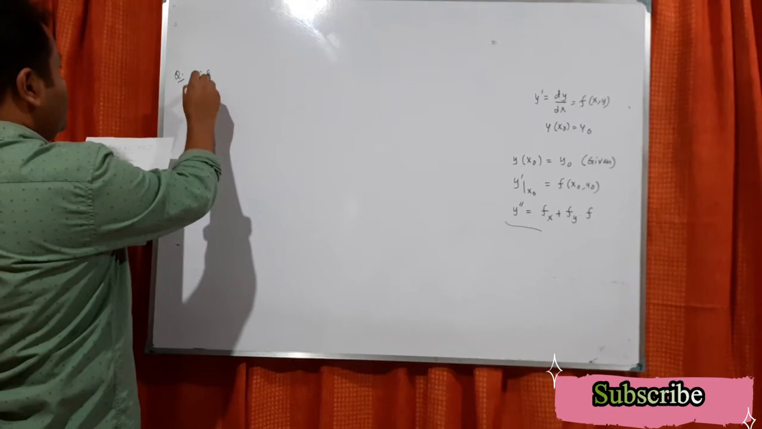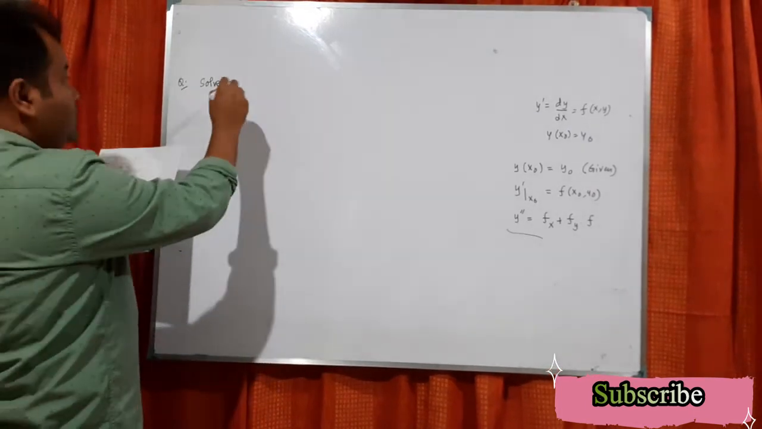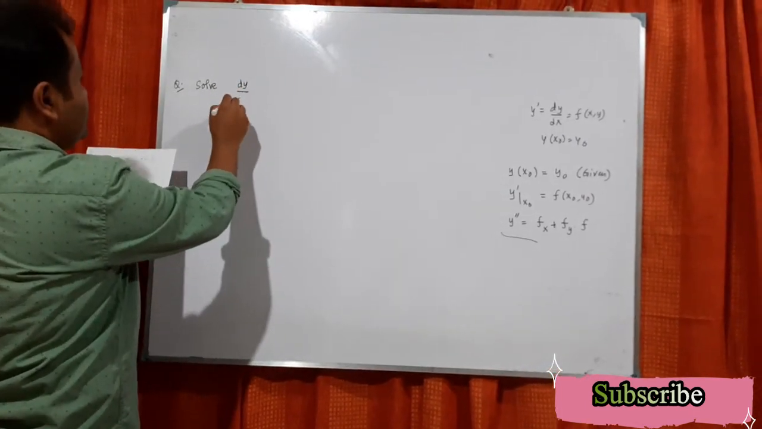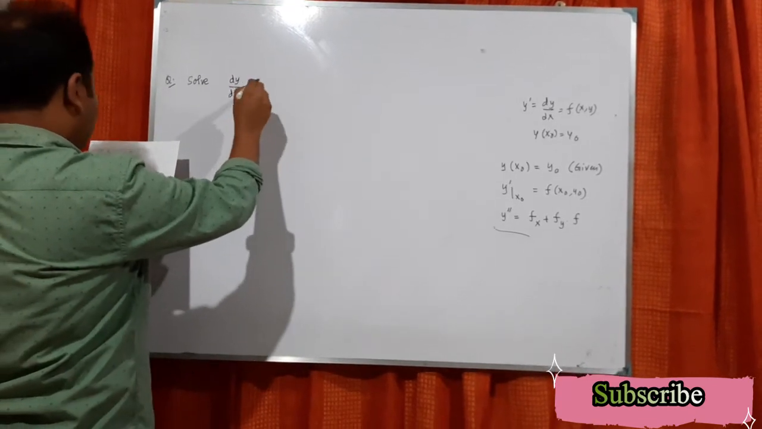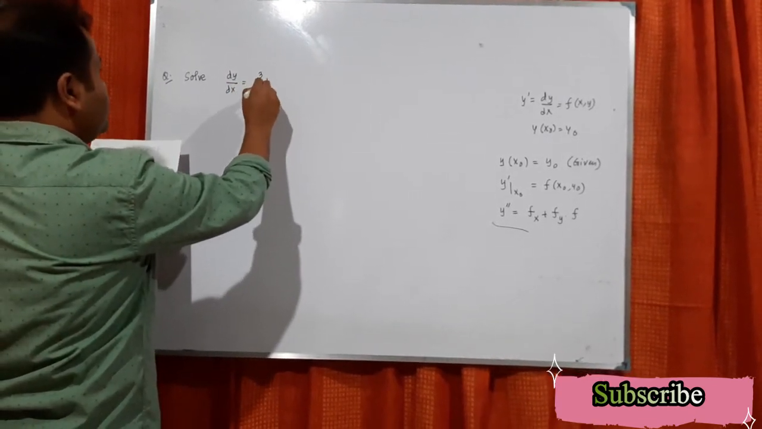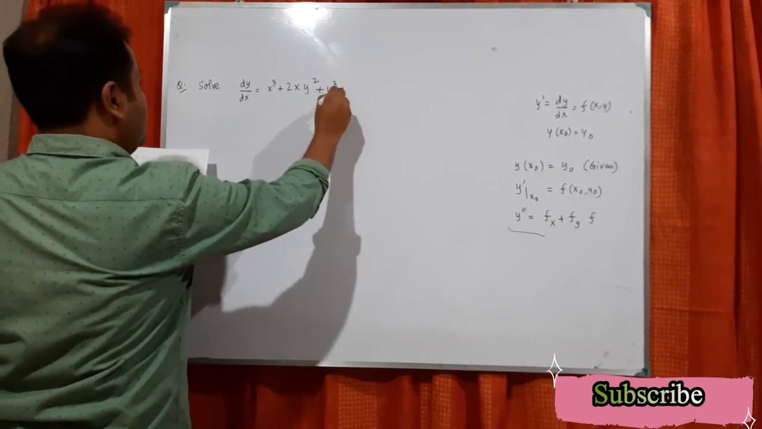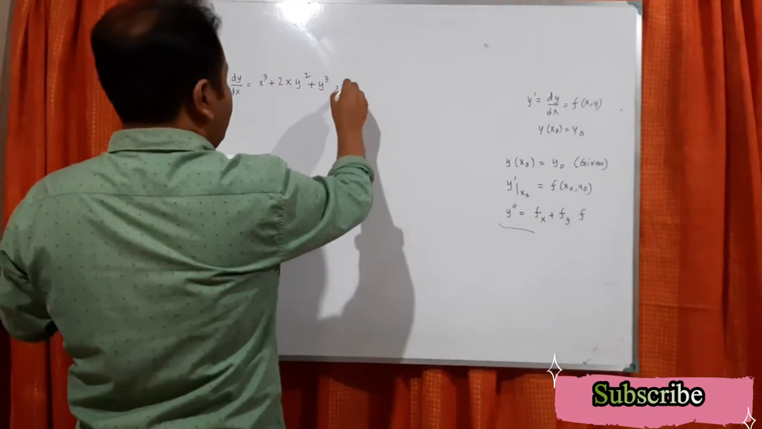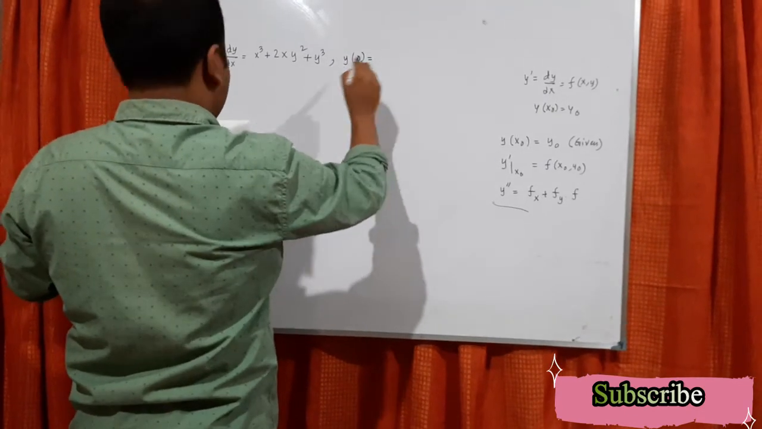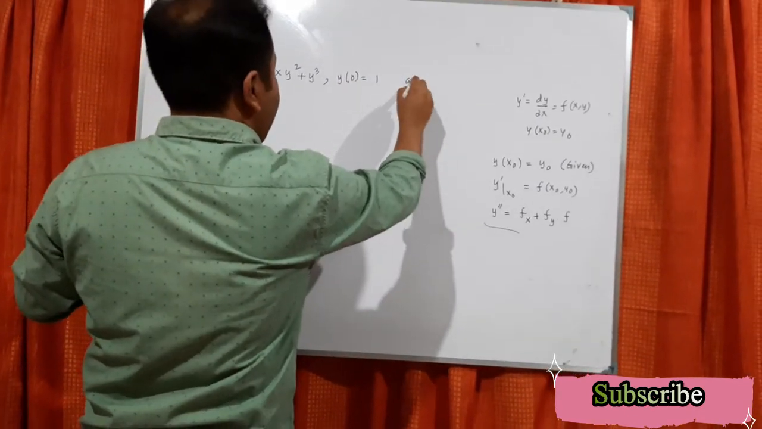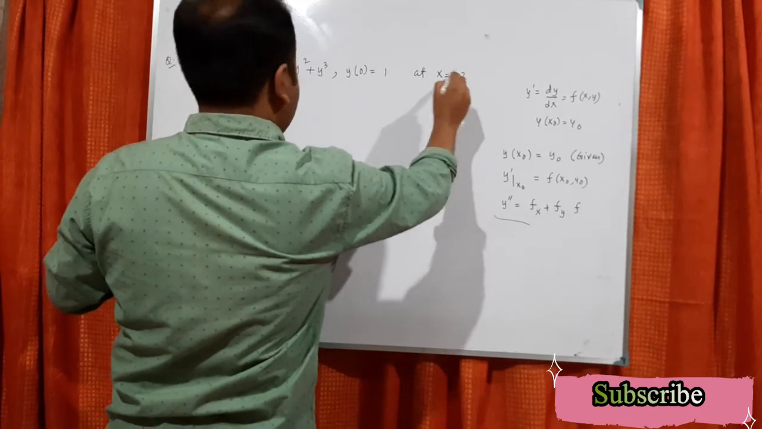Solve dy dx equals x cube plus 2x y square plus y cube, y of 0 equals 1, at x equals 0.2.